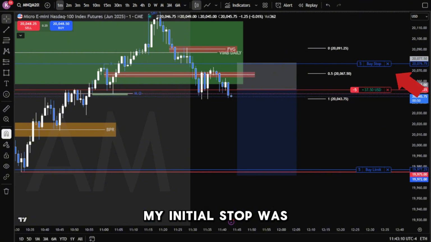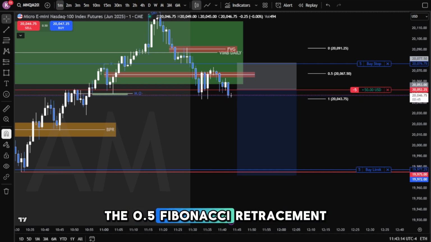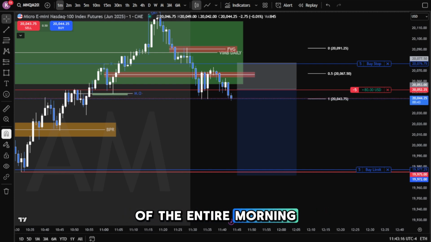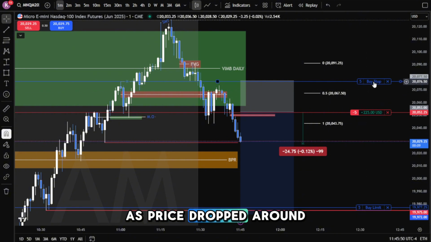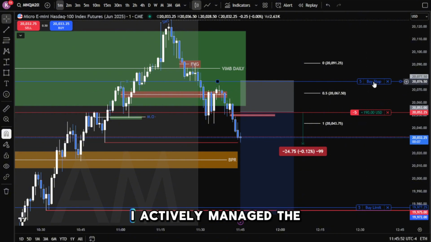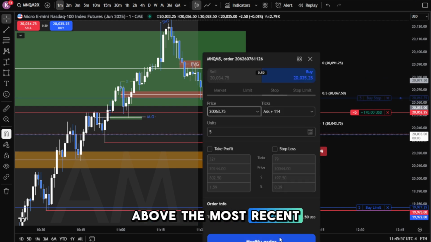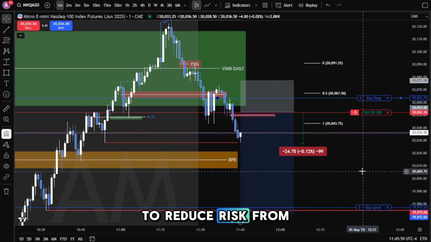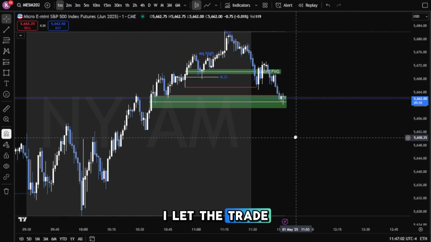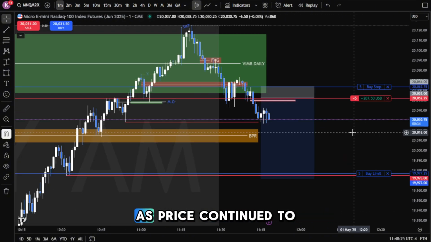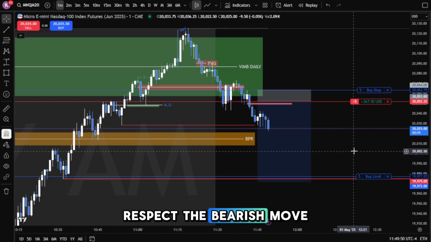My initial stop was set above the most recent wick, and the target was a 0.5 Fibonacci retracement of the entire morning range. As price dropped around 25 handles in my favor, I actively managed the trade, moving my stop loss above the most recent 1-minute swing high to reduce risk. From there, I let the trade breathe and monitored structure as price continued to respect the bearish move.